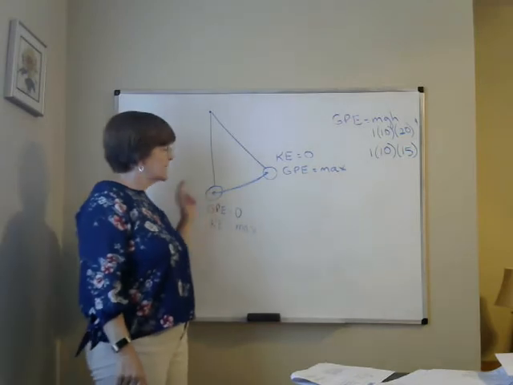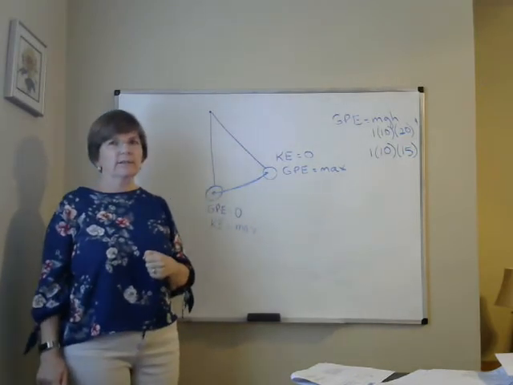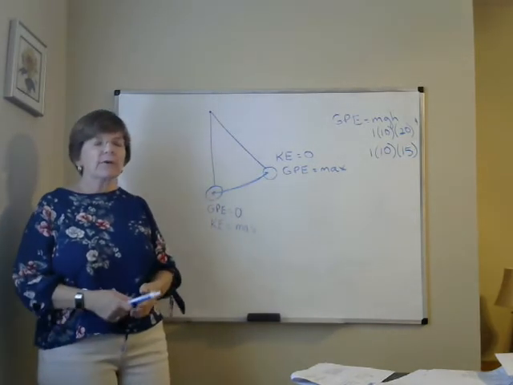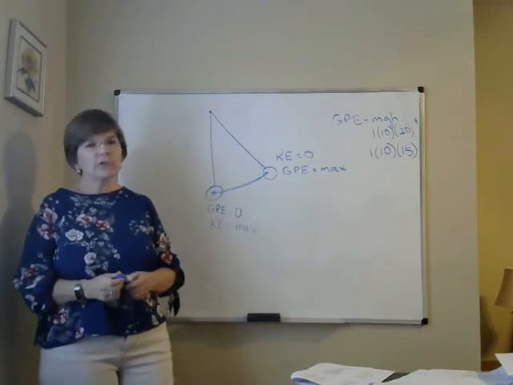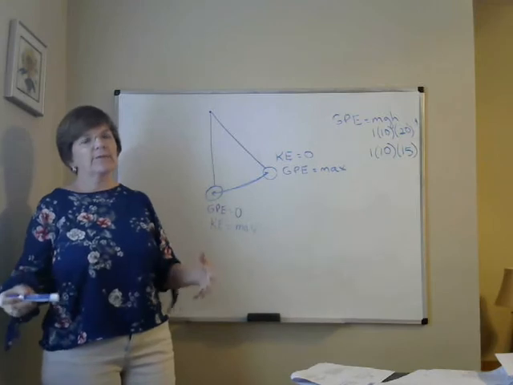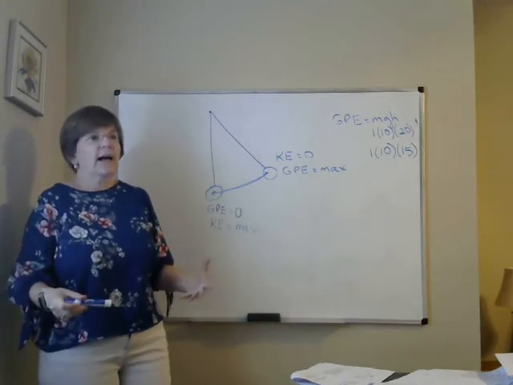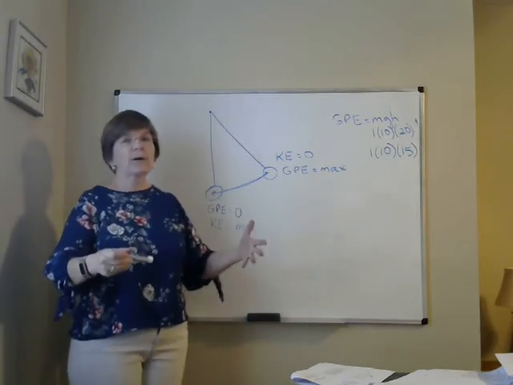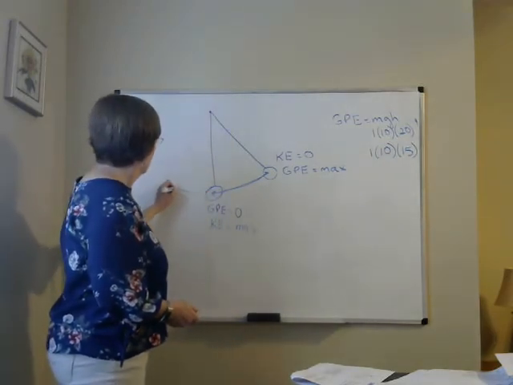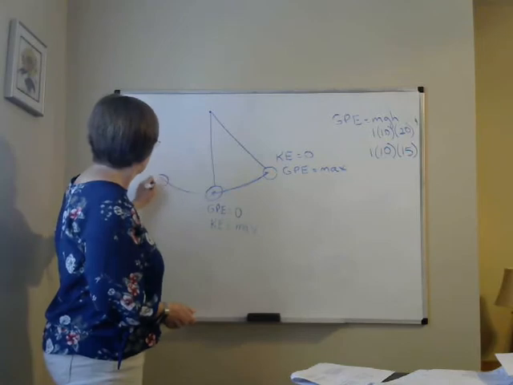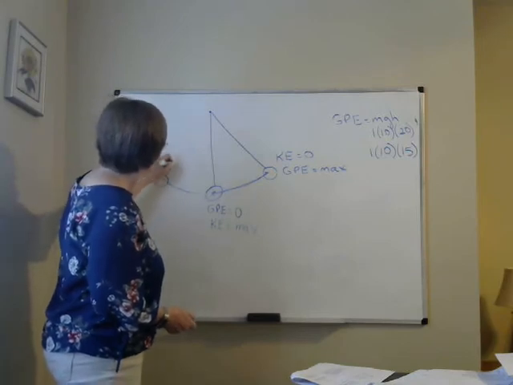Now, this is an object in motion. When an object's in motion, it tends to stay in motion. So it won't stop just because, oh, I'm out of gravitational potential energy. I've got kinetic energy, I'm going to keep right on going. And it will swing all the way until it's back to its original height.